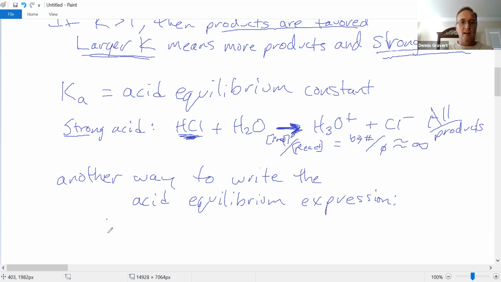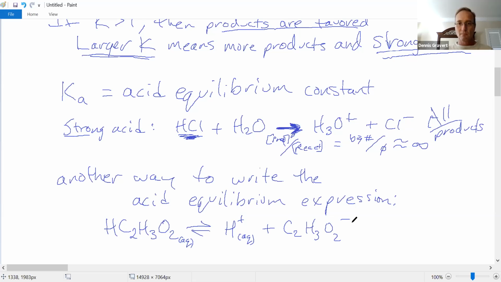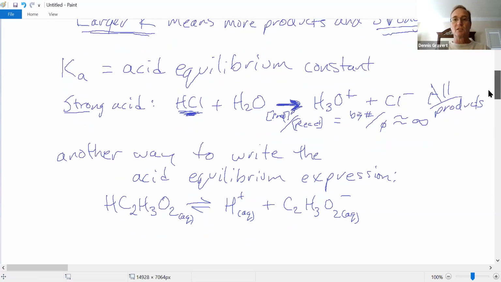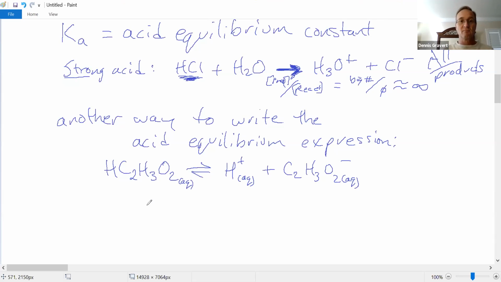You could say, start with your weak acid. I'll pick acetic acid again. It's an equilibrium since this is weak, aq. You could just say, hey, this releases H+, and you get acetate left over. And then from that equation, you could just write the Ka.